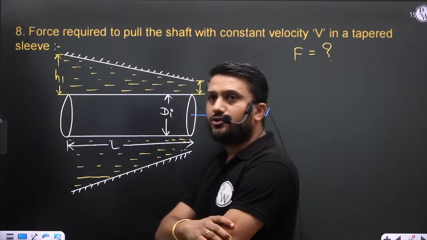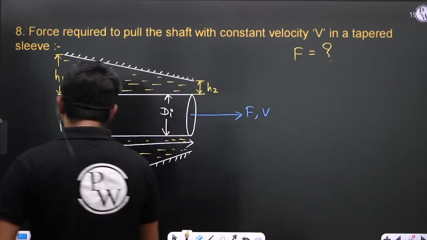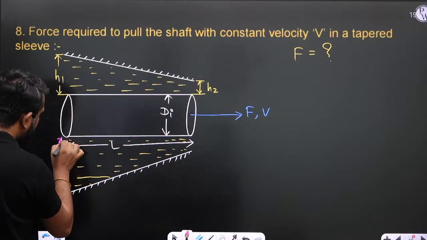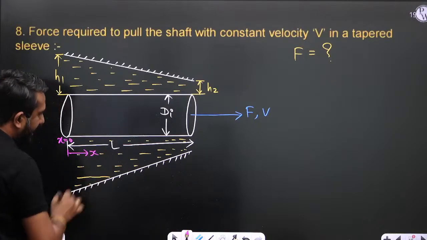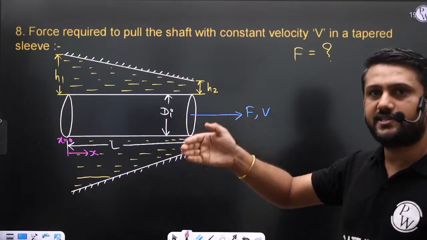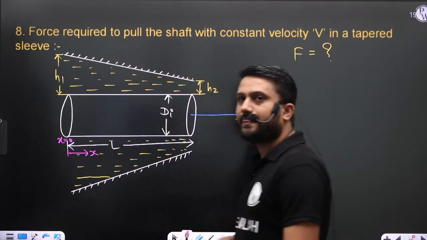that h is not the same, right? Let us consider this is x equal to 0. So as we are moving in the x direction, h is continuously changing with respect to x, right? What is the h? That h is the gap.